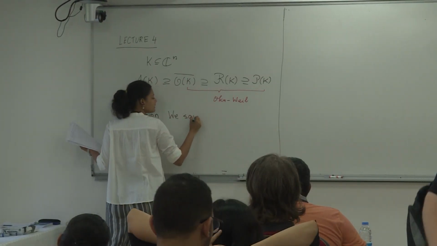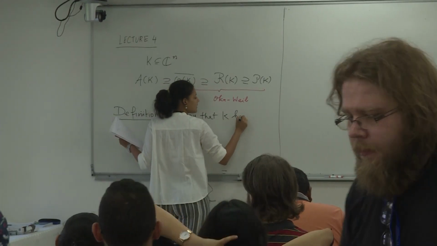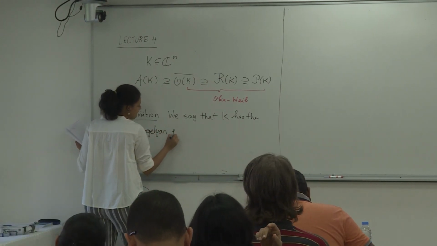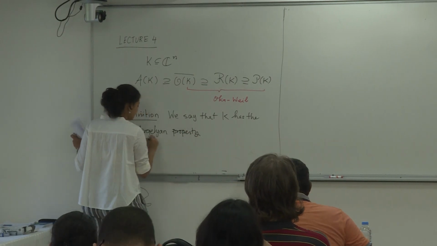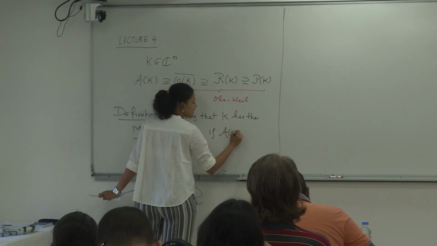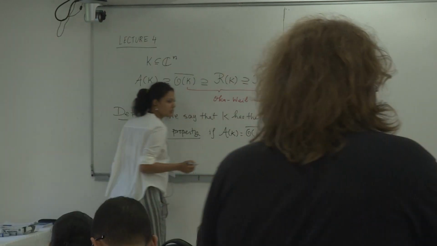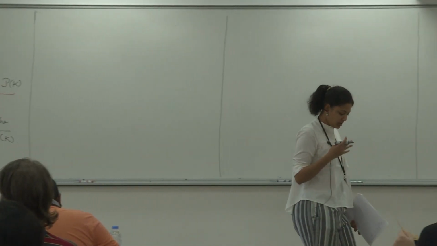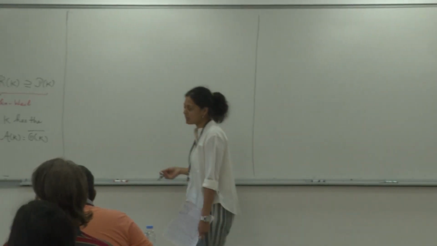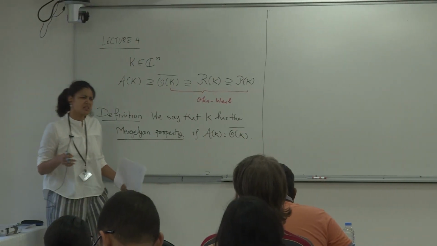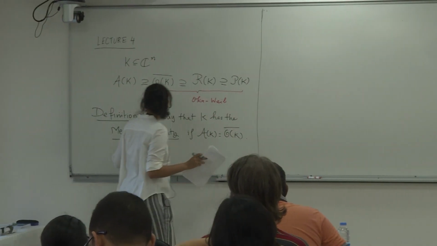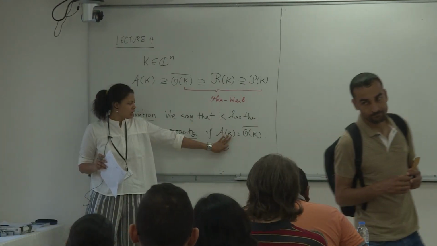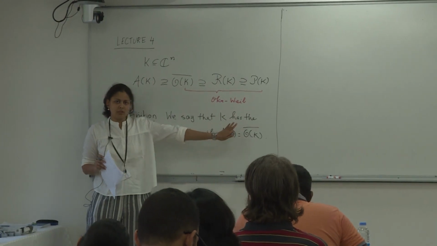So we say that K has the Mergelyan property if A of K is O of K closure. And then in addition, if we want rational or polynomial approximation, then we ask for rational or polynomial convexity. Again, the same comment as last time: this is quite a hard property to study, and typically there are results out there that either involve closures of domains or the setting that we are going to consider today.